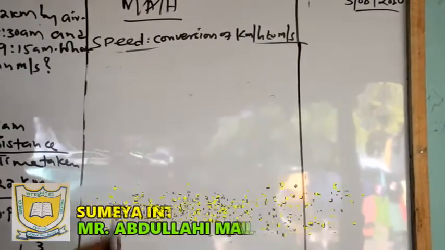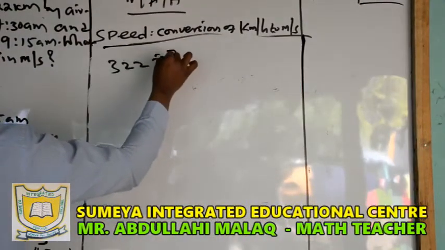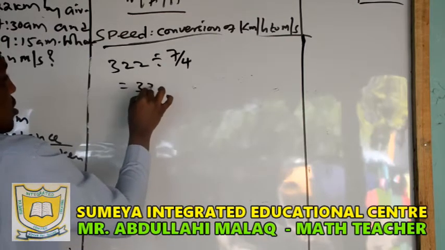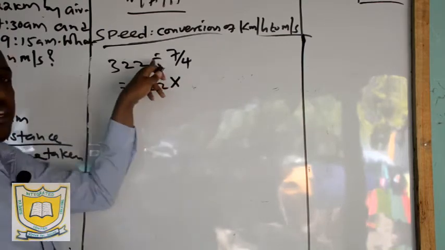We now say 322 divided by 7 over 4, which is equal to 322. We change the divide to multiply.